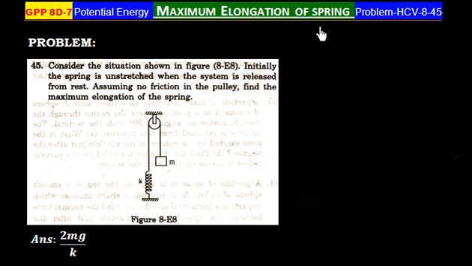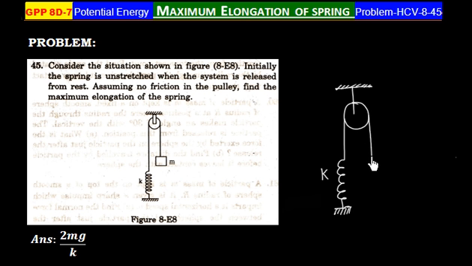Maximum elongation of a spring. Let us try this problem. So we have a pulley, and one side of this pulley is attached by a spring of a spring constant K.